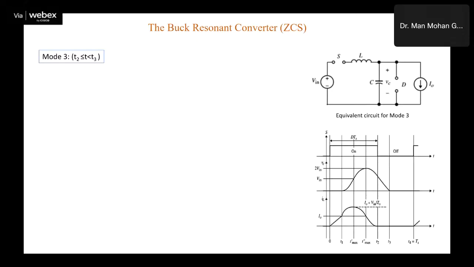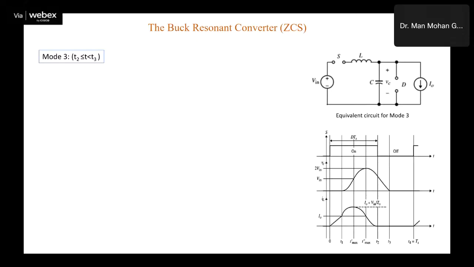The inductor current has become 0. It means the switch is now off. The capacitor is like this, and the capacitor voltage is on the verge of decreasing. And this is the equivalent circuit. Now in this case, what will happen? If you write the equation here, the inductor current is 0, right? The only thing is this.